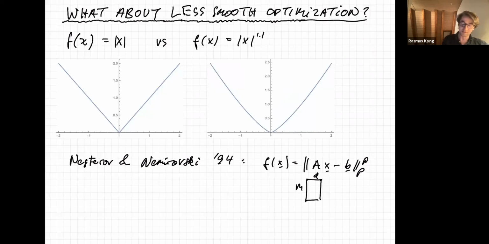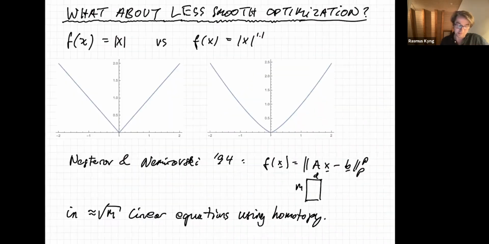And the Nesterov and Nemirovsky result from '94 that we just heard about says you can still do this with square root of dimension iterations. So things like f of x is the p norm power p of Ax minus b. You should think of A as having a lot of rows, m, and x living in some dimension. This is an over-constrained problem. You're trying to find the x that minimizes that difference, p norm power p. And you can do this, okay? And you still need square root number of rows linear equations using homotopy methods, or at least the standard homotopy methods. Okay.